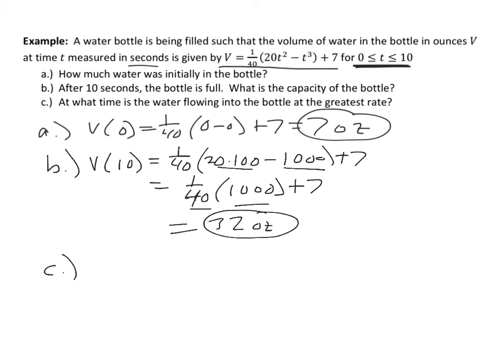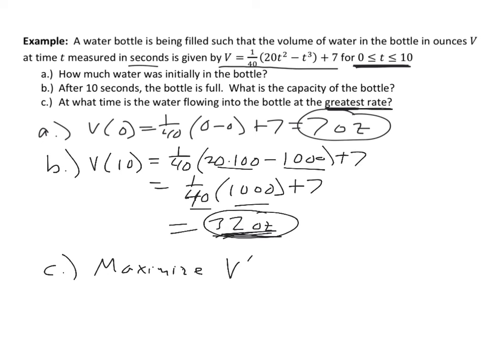So the question I want to ask you here is, what's being optimized? We see the word greatest here. What is it that they want to be greatest? What is it that they want to be largest? Hopefully you recognize it's not V, because we basically did that in part B. In part B, we found that the greatest amount of water that we could have is 32. So they're not asking when the volume is greatest. It says at what time is the water flowing in at the greatest rate. In other words, they want me to maximize the rate, V prime.